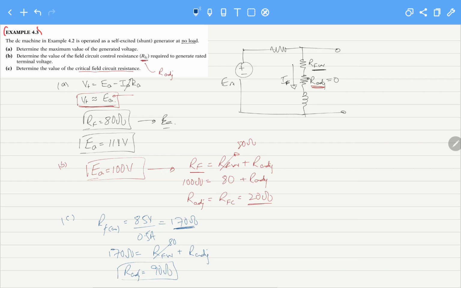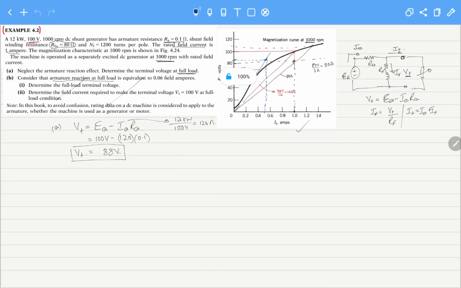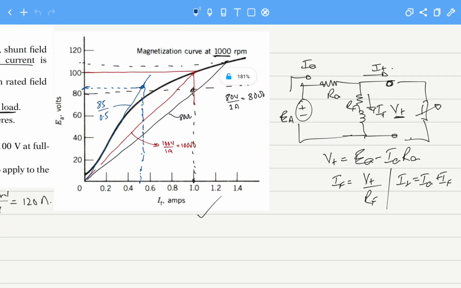What is the meaning of this critical resistance? It means that self-excitation is at the borderline. If we move toward this area, the slope will be decreasing. This means this is the area where self-excitation is possible, and the value of field resistance will determine how much the maximum value will be. But if we go beyond this value of field resistance, the generator will not be excited, because no field current will flow through it to create the self-excitation effect. I hope it helps. Thank you.